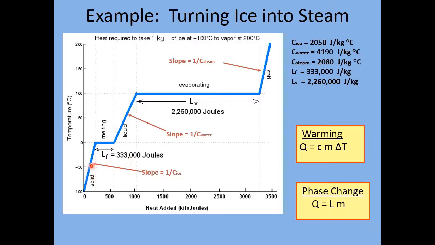So during the warming parts of the graph, that's where we see these slopes. We use Q equals specific heat times the mass times delta T. This is the relationship we saw earlier in this lecture, in this chapter. And for a phase change, the amount of heat is equal to the heat of transformation, that's L. We use either L_F, this heat of fusion for here, or L_V, the heat of vaporization up here. We multiply the heat of transformation times the mass of the substance, in this case it would be 1 kilogram, and that tells us the amount of heat needed to do that phase change.